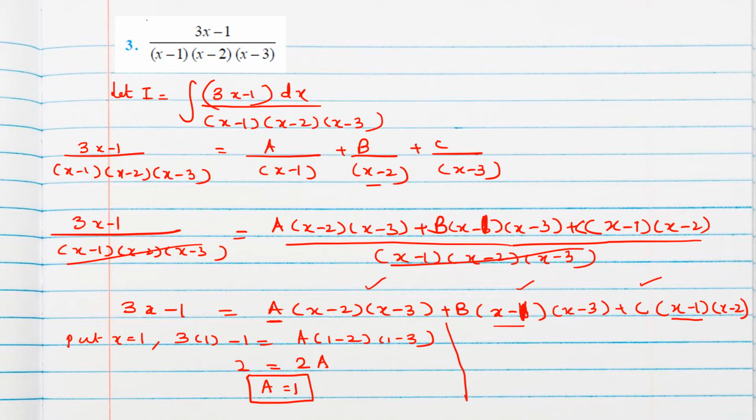To find B, put x as 2. So this bracket will go and this bracket will go. That means A and C terms will go, only the B term will be left. So here we should put x as 2. So 3 into 2 minus 1, and here the x value 2: 2 minus 1, 2 minus 3. So 6 minus 1 means 5. And here 1 into minus 1, so B will be minus 5.